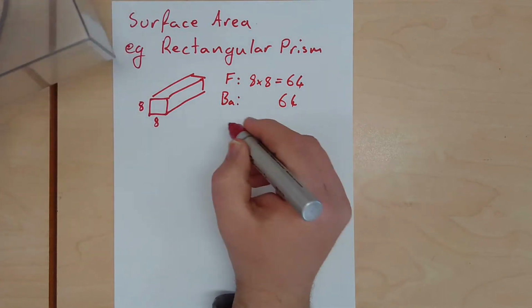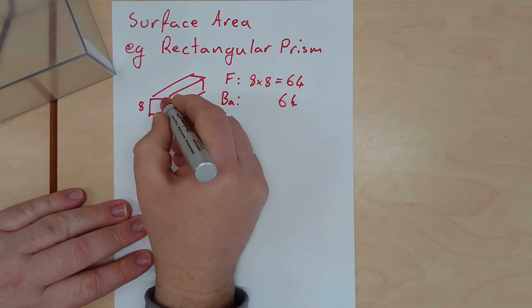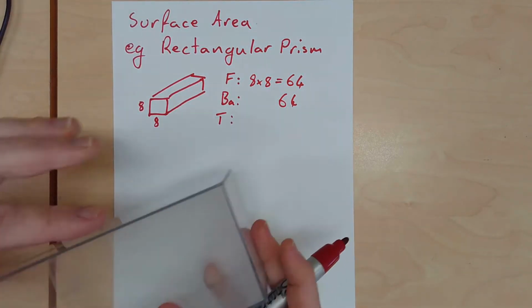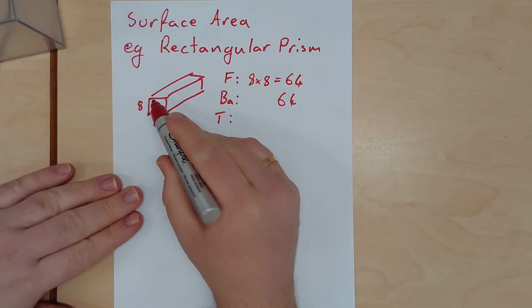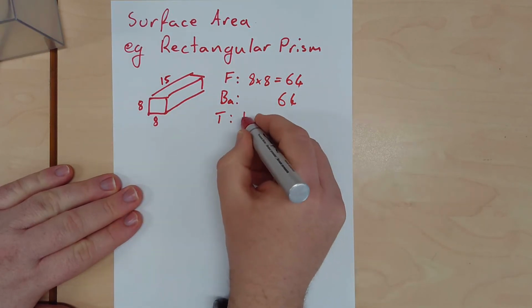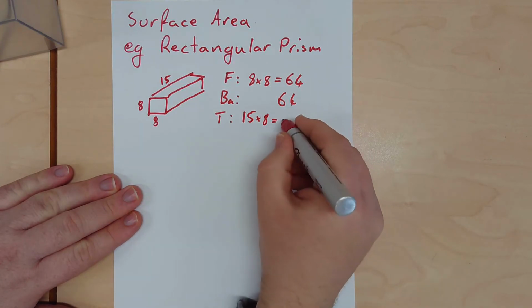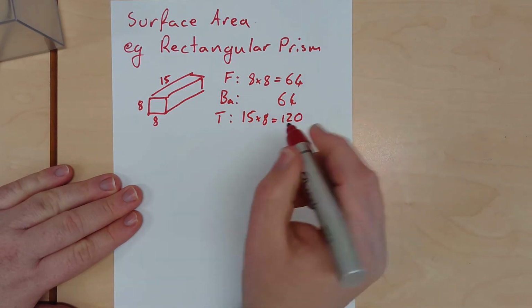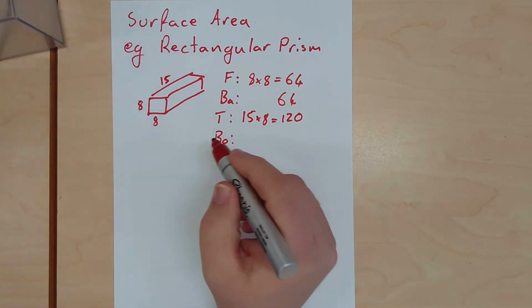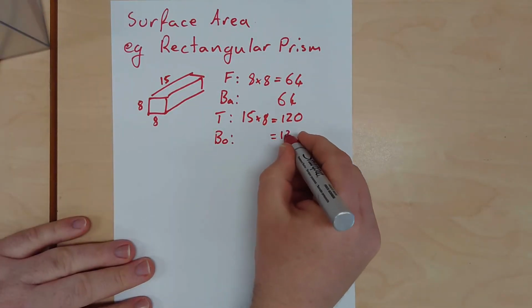Now I've got, let's say, a top, and this top I've measured again. I got my ruler out, and that's 15, and that's still 8. So let's put that 15 on there. This is still 8, same as there. So that's going to be 15 times 8, and we quickly do that calculation, we get 120. And again, my bottom, this side underneath, is going to be the same as the top, so that's going to be another 120.